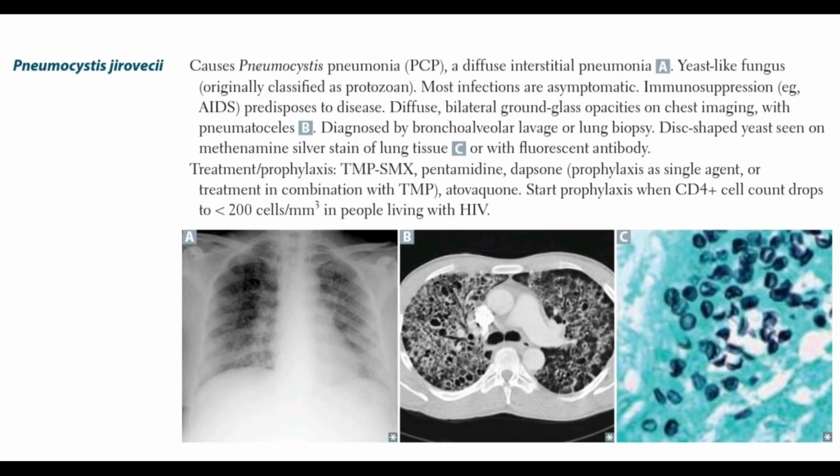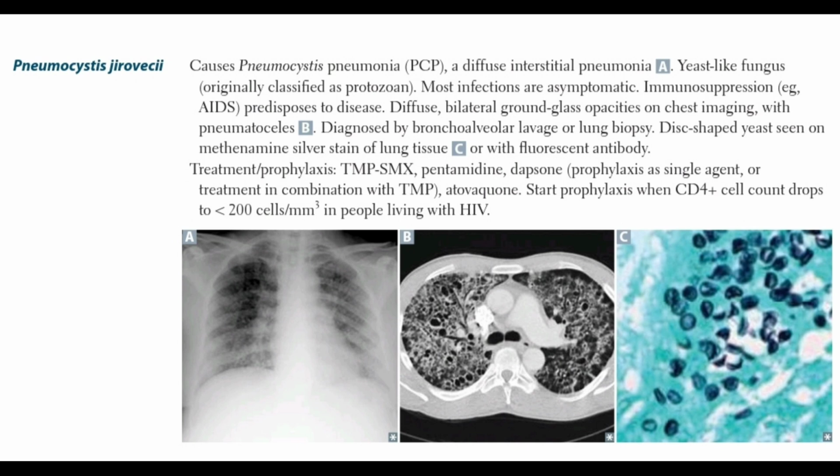Now let us talk about Pneumocystis jirovecii. Pneumocystis jirovecii especially causes Pneumocystis pneumonia, and it causes diffuse interstitial pneumonia. You can also see in figure A the chest x-ray. In this chest x-ray, you can see the diffuse interstitial pneumonia occurring in the lung of the Pneumocystis jirovecii infected patient. It is a yeast-like fungus.